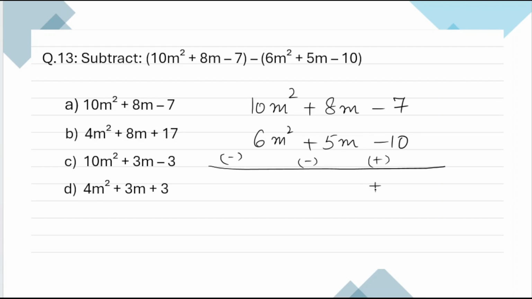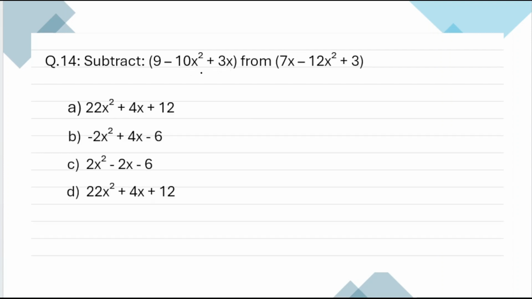What is negative 7 plus 10? It's plus 3. Plus 8 minus 5 is plus 3m. 10 minus 6, 4m square. That's our answer. So our answer is option D.